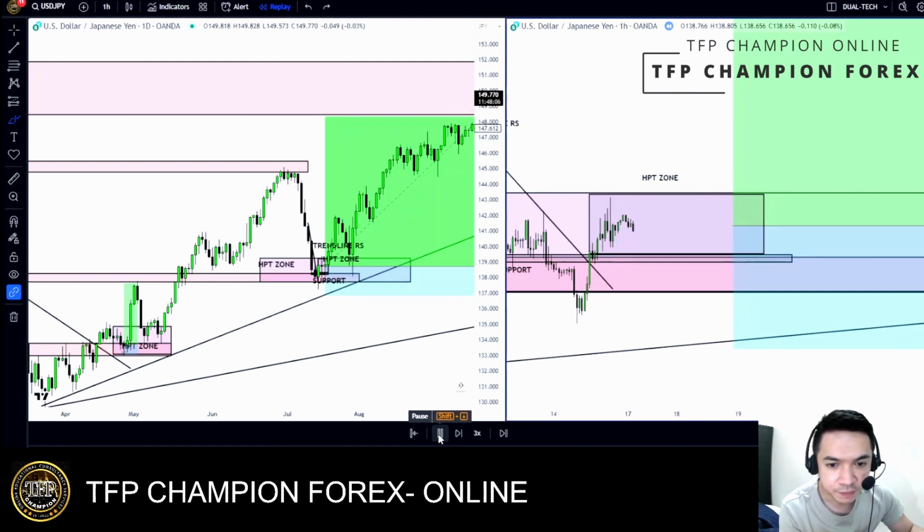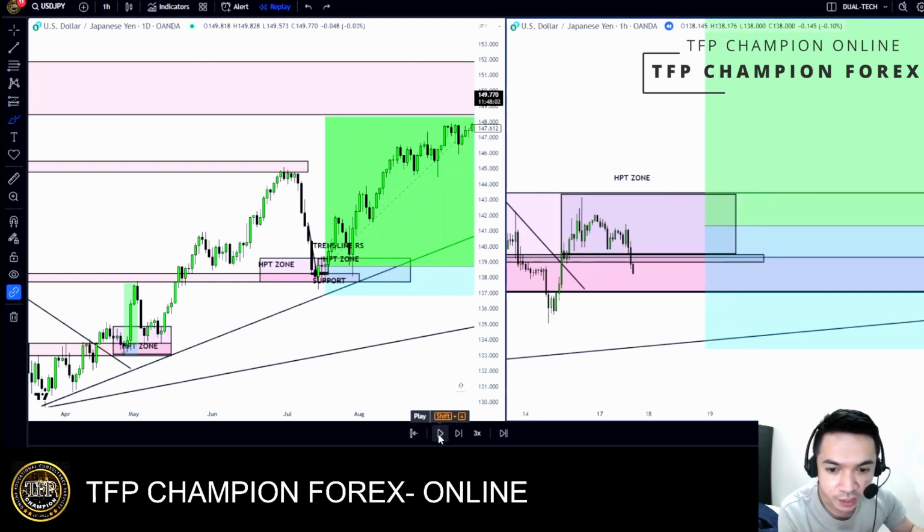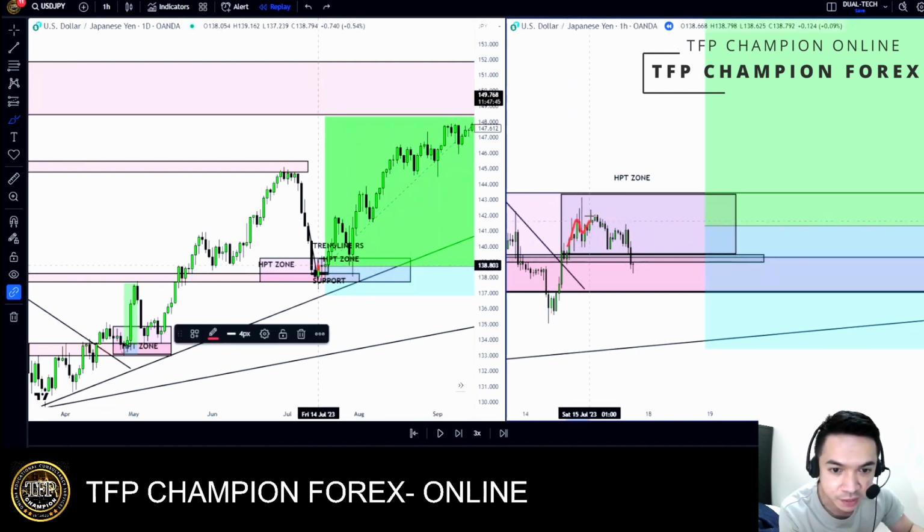Okay, market nasa loob na ng HPT zone. So naghahanap ako dito at this point ng trend line ng bullish buying pressure candles for me to execute a trade. Okay, at this point wala akong nakikita, kasi hindi pa nakakabalik yung price sa support level. Tandaan nyo, yung price is nasaan? Nakalutang pa siya. We are still above. Ang gusto ko mag-react siya sa support level na yun.